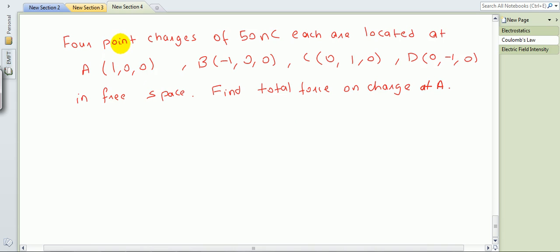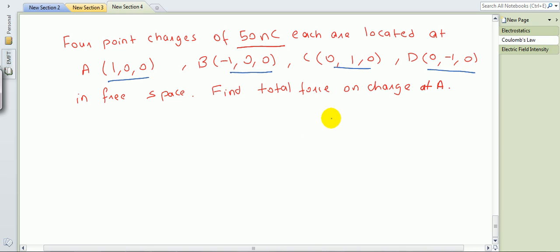Let us see one question here. The question says, there are 4 point charges of 50 nanocoulomb each located at these locations. So coordinates of the point charges are given. One is located at 100, one at -100, and one at 0 -10 in free space. Find the total force on the charge at A.